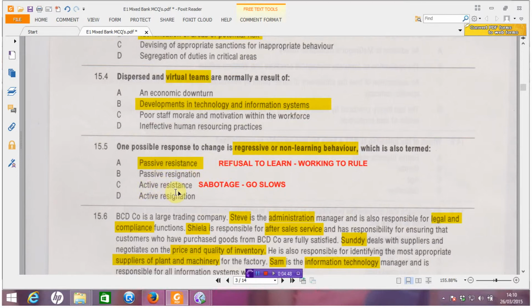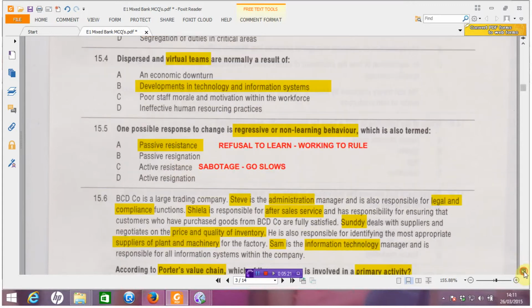Active resistance, it may well be people will have gone for that, given that we're talking about fairly strong words like regressive and non-learning behavior. But active resistance means just that, something serious. In other words, perhaps even sabotage or deliberately going slow. So try and get a fix on the difference between these two. Sabotage would be a pretty serious thing to do within an organization. Whereas up here, in terms of passive, we're just sitting tight, not really too bothered about the change, not overly interested. So A is the answer for 15.5.